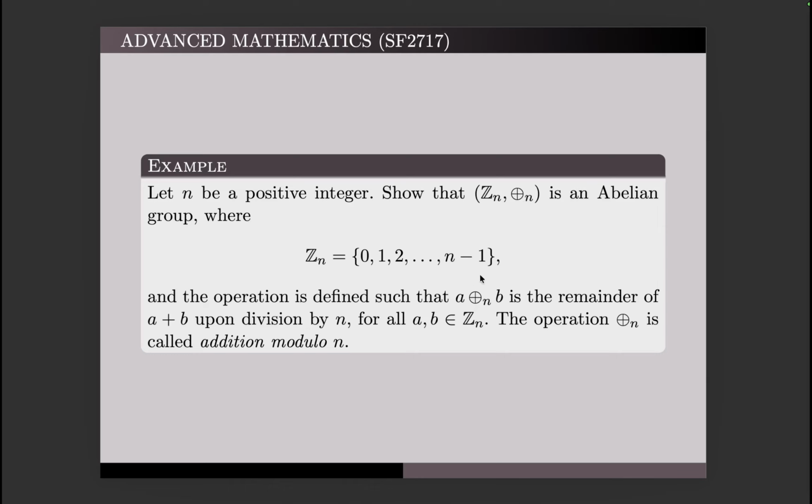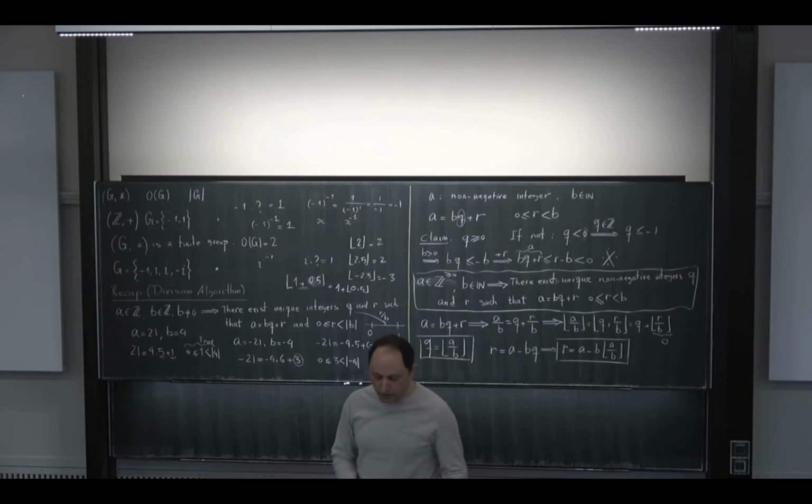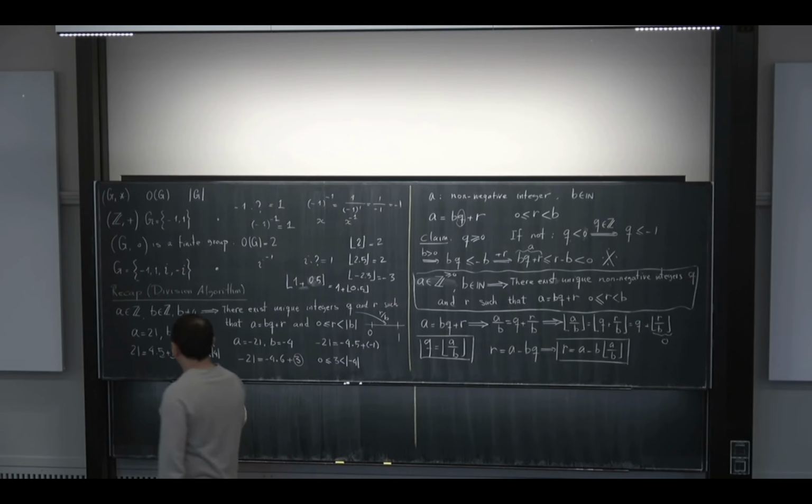But what is this operation? It is defined in this problem. This operation is the remainder of A plus B upon division by n for all A and B chosen from this set. And there is a name for this operation. This operation is called addition modulo n. Yes? So let me describe what it is. We want to show that this is an abelian group. Okay, so how should we do that?